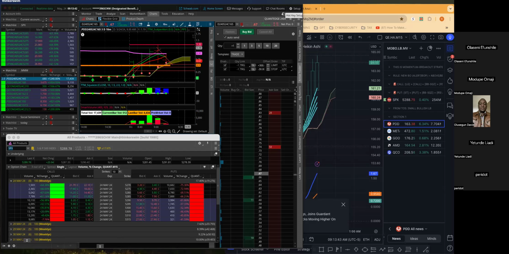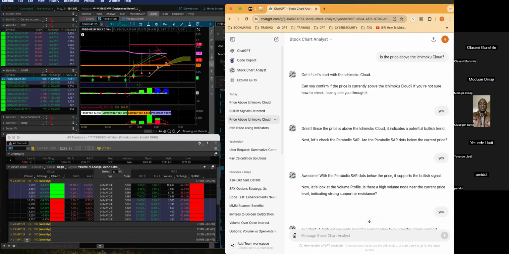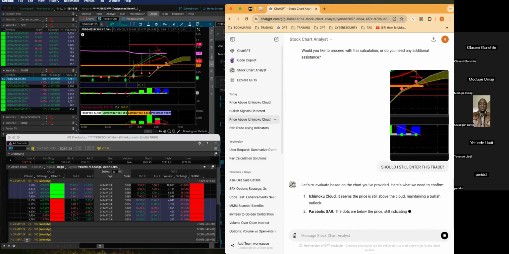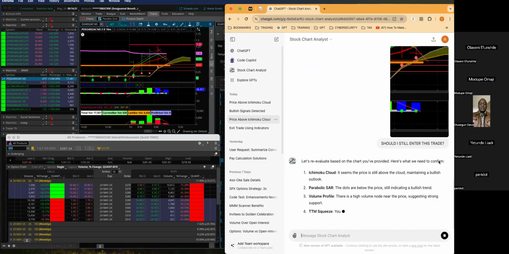Let's ask GPT again. Just take a screenshot of that. I'm gonna drop it in here. I'm gonna ask, should I still enter this trade? Let's see what it says. I hope it says no.